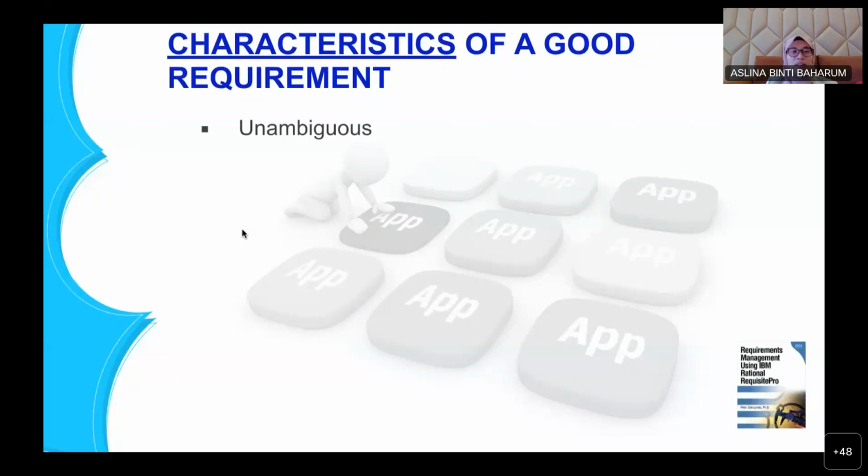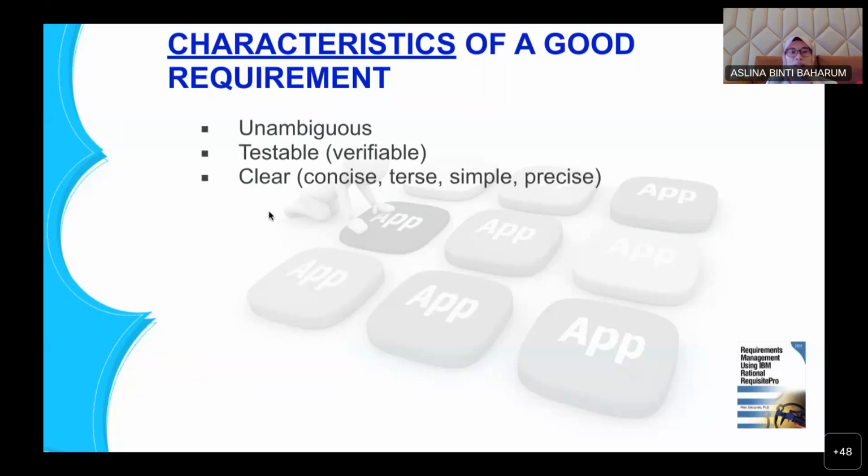Then we have the characteristics of a good requirement. We have 10 characteristics. One of them is unambiguous: your requirement should be clear, clear, concise. Then testable, meaning it can be verified. If you achieve it, it can be verified. To search, so you can search, right? You can test it. You have unit testing and system testing, so it can be tested and verified. Clear, concise, simple, precise about what the system should do, so you should put it clearly. Next, correct.